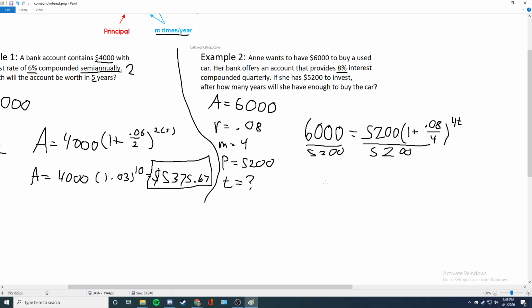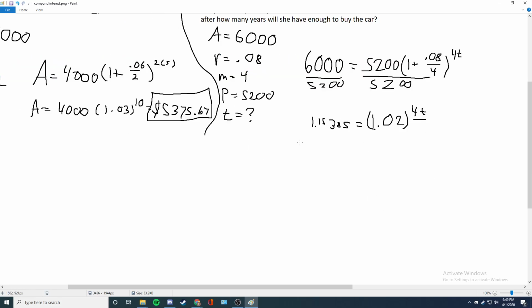And if we do that, we end up with 1.15385 on that side equals, if we simplify the stuff in the parentheses, 1.02 to the 4t. So now if we want to get this 4t down, we can take the natural log of both sides. So natural log of 1.15385 equals the natural log of 1.02 to the 4t.